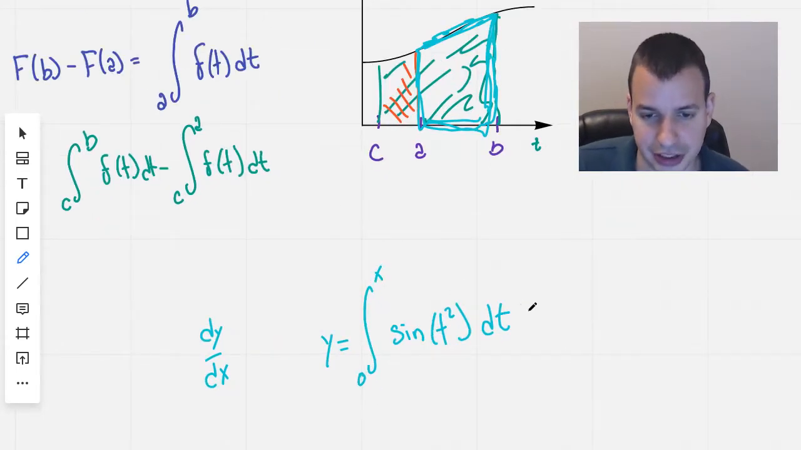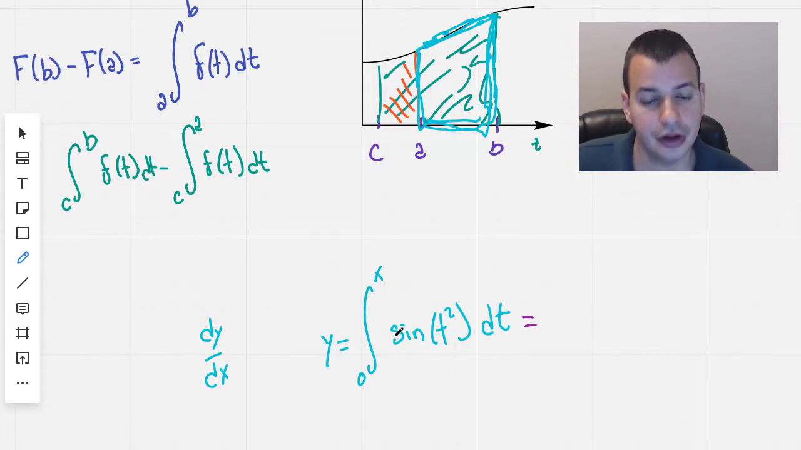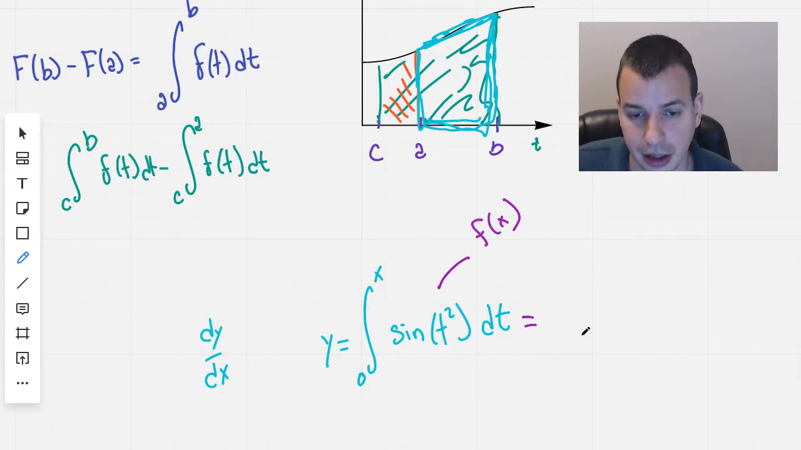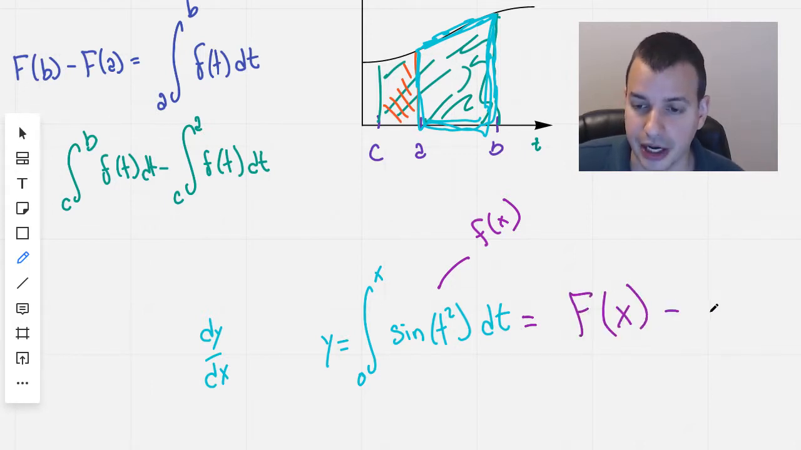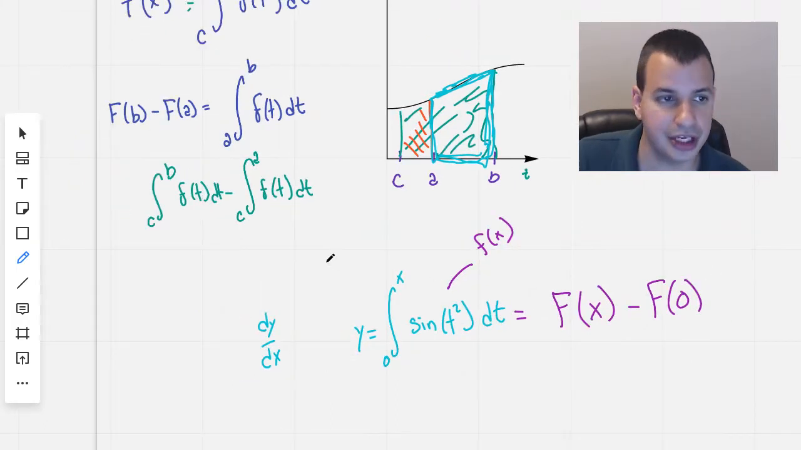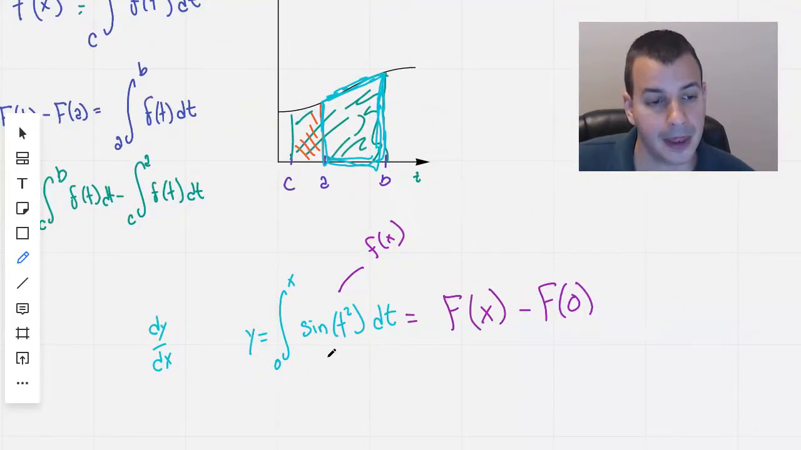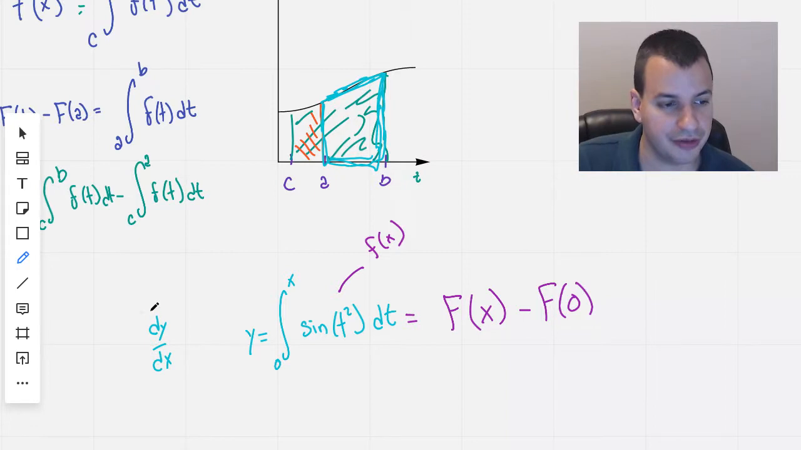So I'm going to write this in terms of, I'm going to call this right here f of x. And so this will be big F of x minus big F of 0. And that's using this property right here. So we have from a to b, 0 to x, F of b minus F of a. Okay? And now it says we want to find the derivative of it.